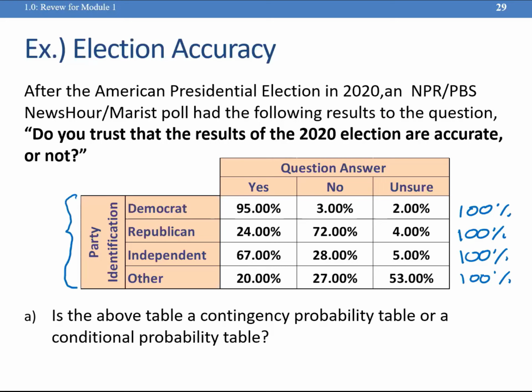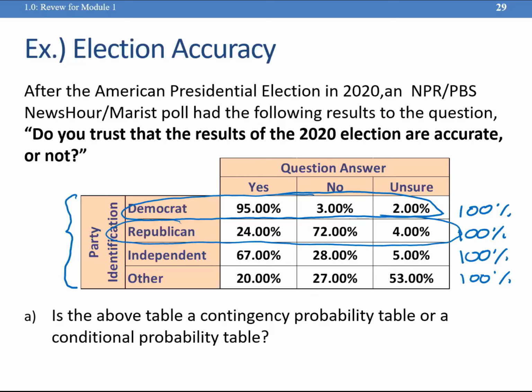What this poll is telling me is that if a registered voter is a Democrat, they're 95% likely to have said, yes, I trust the election results. They're 3% likely to say, no, I'm not sure they're accurate. And 2% likely to be unsure. And it kind of makes sense. If they were a Republican, it would have been a 24%, 72%, and 4%.